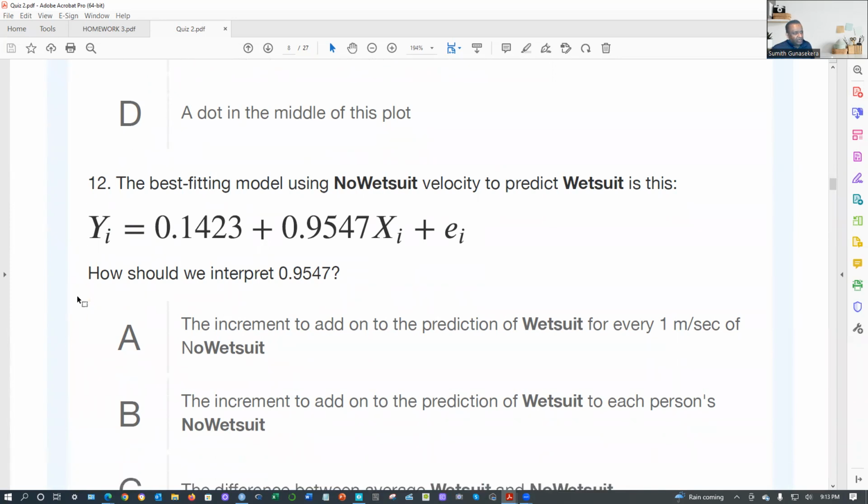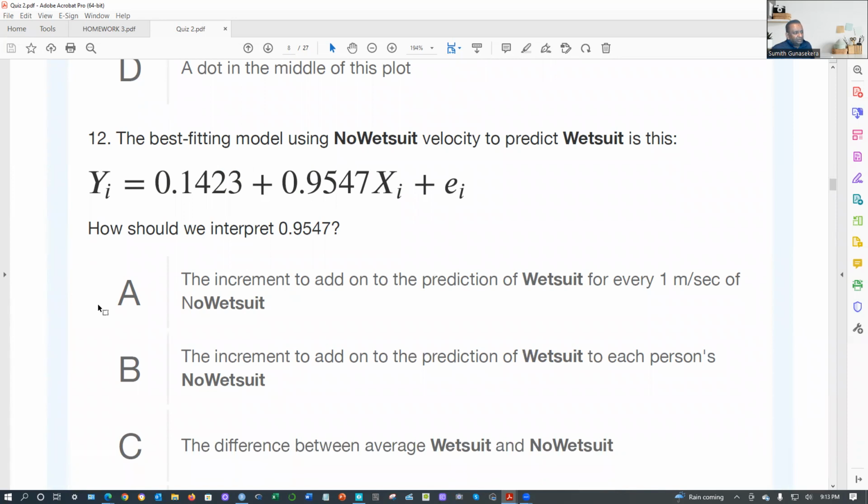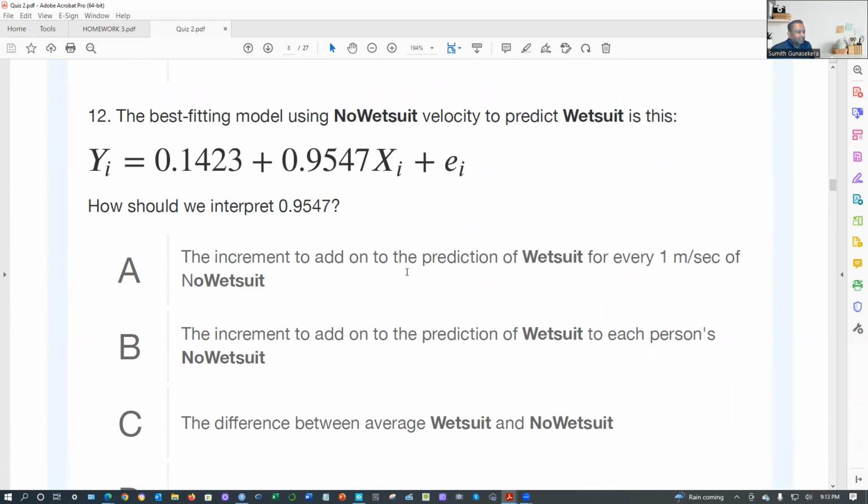How would we interpret the 0.0947? It's the increment to add on to the prediction of wetsuit for every one. Increment in what? How much increment to add on to the prediction of the wetsuit. That's in the Y, okay? It's the increment to add on to the prediction of Y variable wetsuit for every 1 meter per second of the no wetsuit.